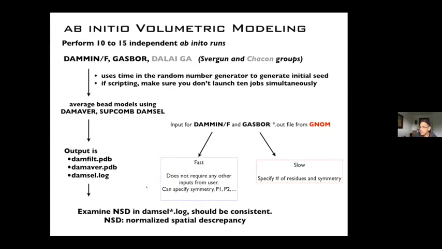And at the end of the day, when you do all these modeling runs, they have to be independent of each other. You average them together, and you want to look at what's called the normalized spatial discrepancy. What this does is it tells you how different each model is from each other, and they should be close, relatively the same. If the NSD is quite high, that usually means that the simulated annealing run is too short and you should lengthen it.